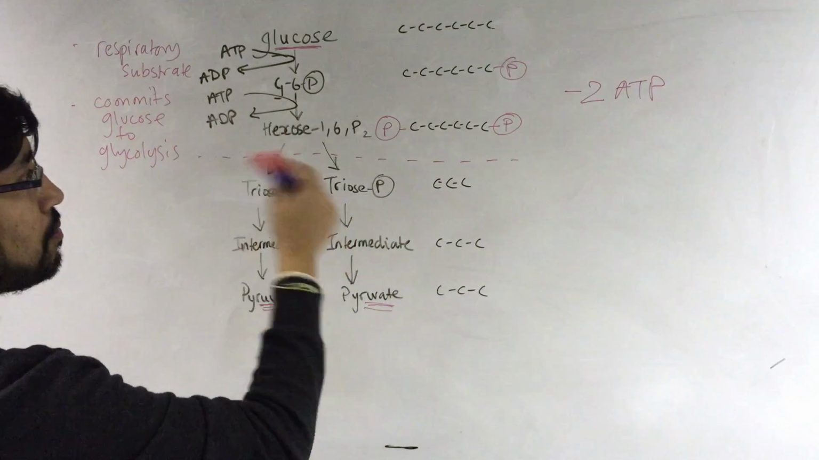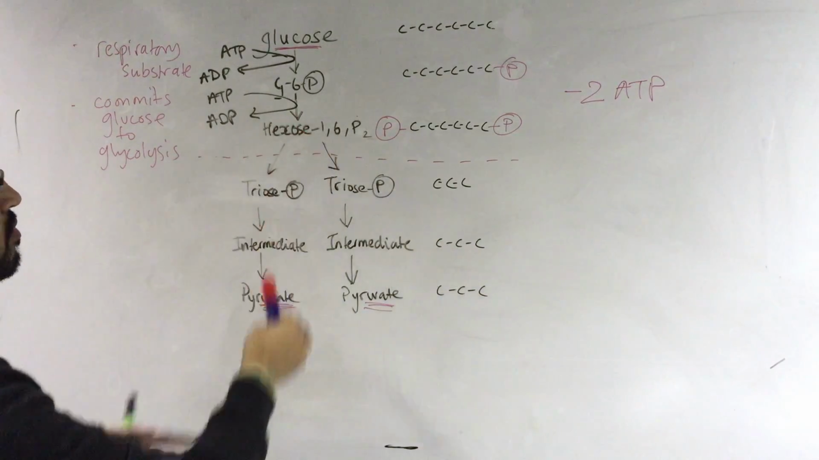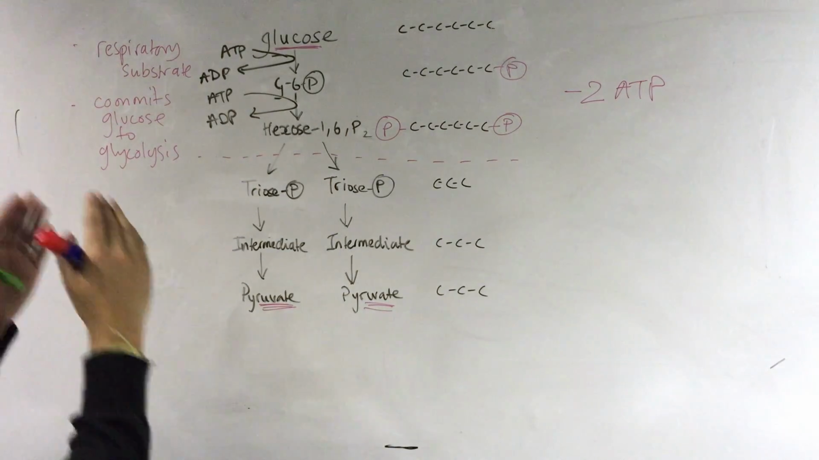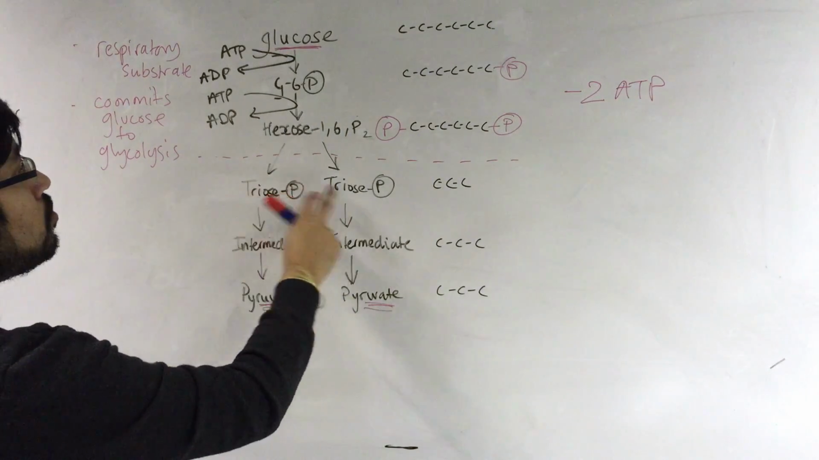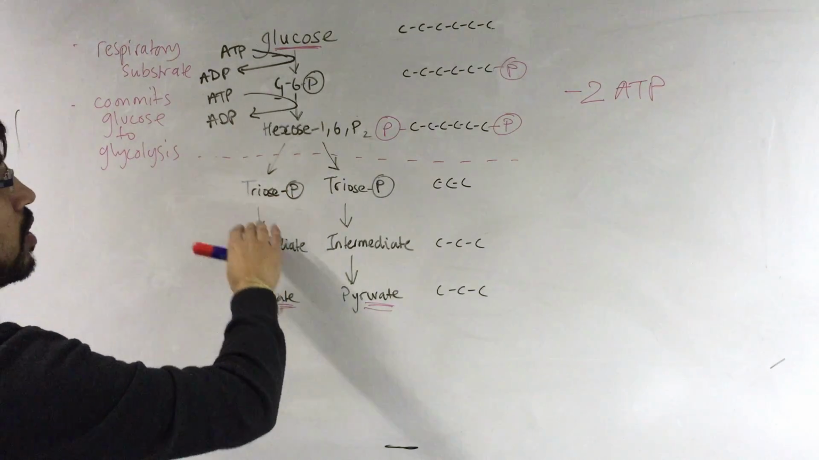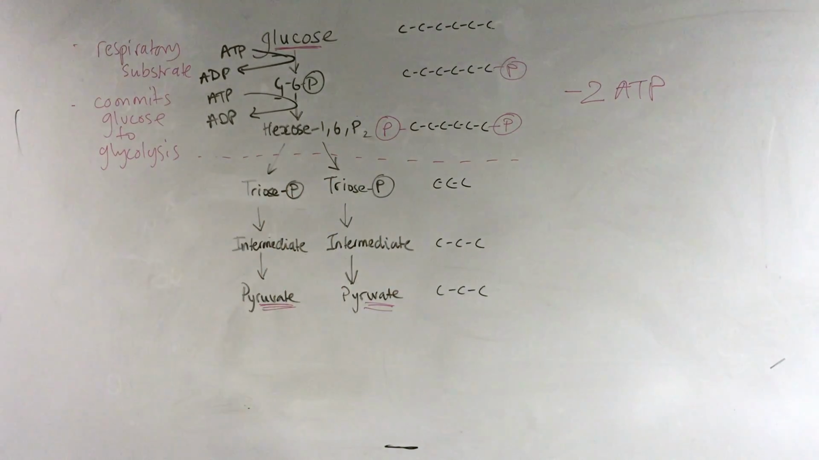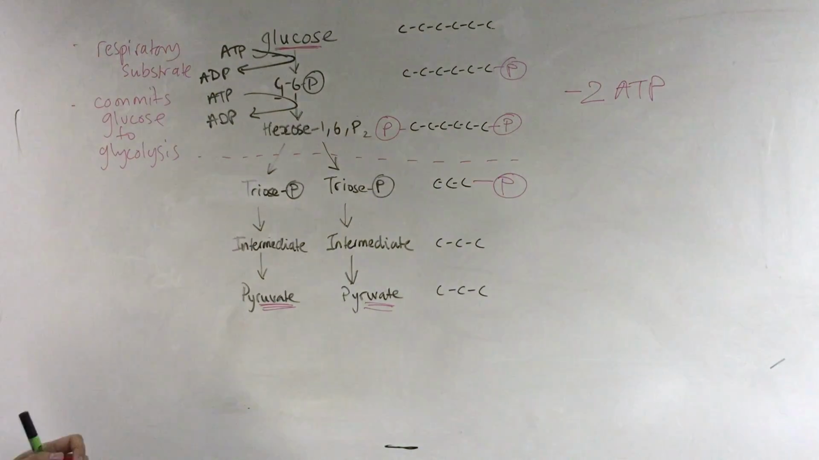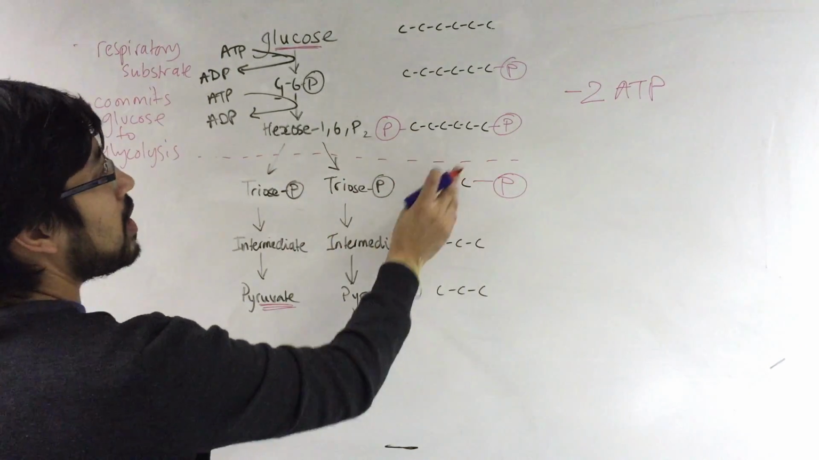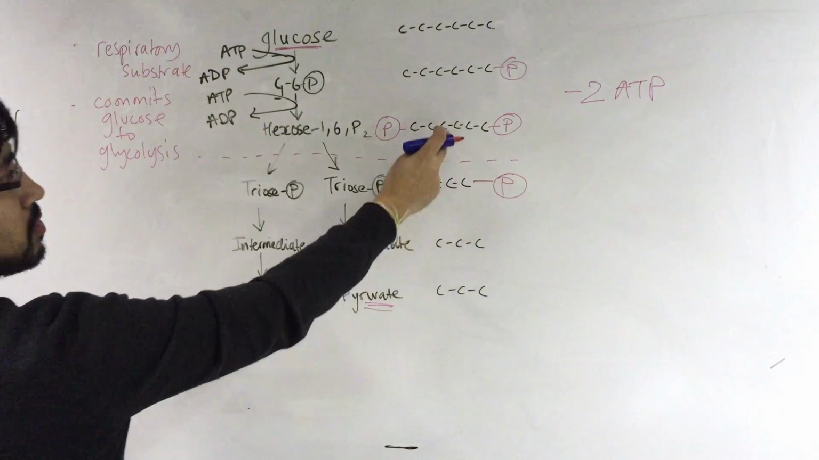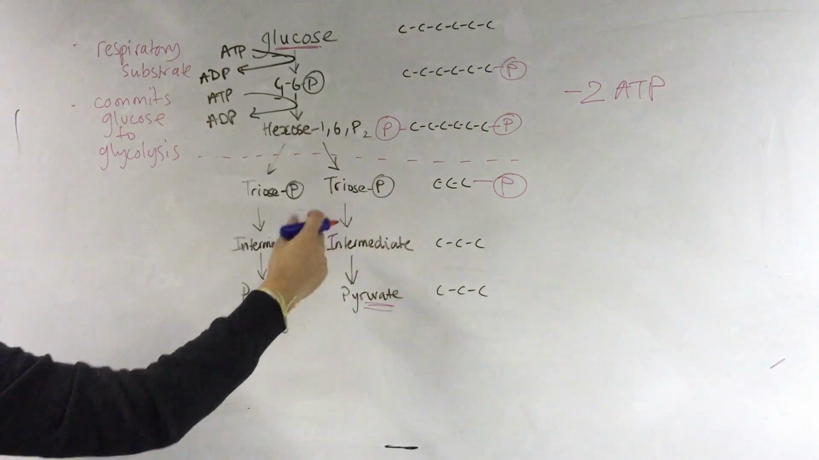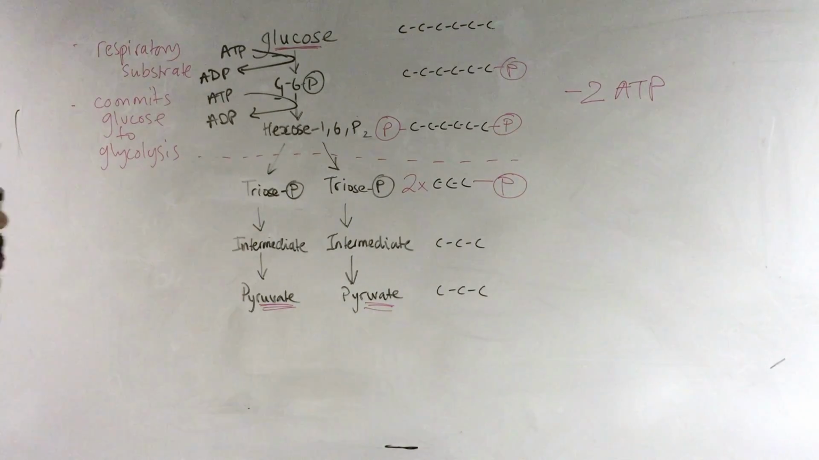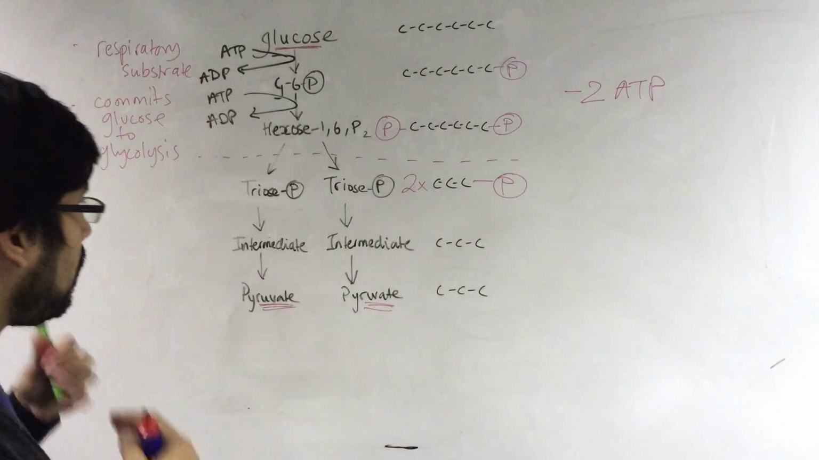Hexose 1,6-bisphosphate, i.e. hexose is phosphorylated on carbon number 1 and carbon number 6, gets broken down to 2 molecules of triose phosphate. Okay, so we should put that phosphate group there, and just keep in your mind that there are 2 molecules of this produced. 6 carbons, and so therefore we get 2 times 3 carbon molecules. Okay? Next stage.